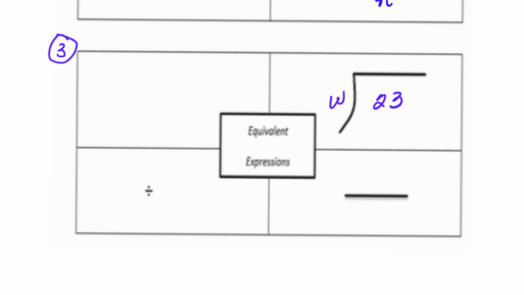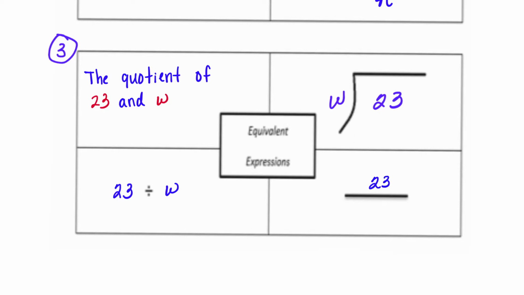This time, they gave me 23 divided by W. So I'll just put it in words, and I'll say the quotient of 23 and W. Let's do the expression 23 divided by W. Let's do the division now as a fraction. 23 divided by W.